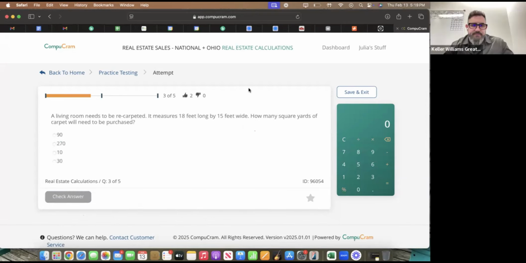All right, next question. A living room needs to be recarpeted. It measures 18 feet long by 15 feet wide. How many square yards of carpet will need to be purchased?